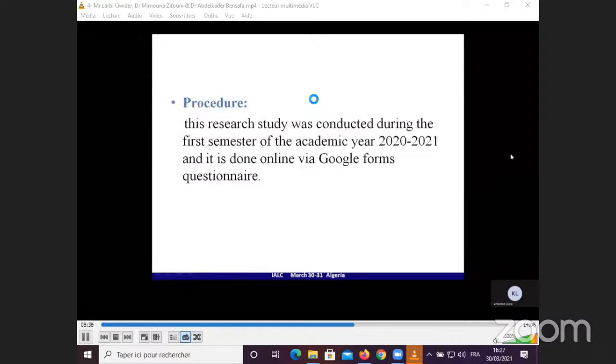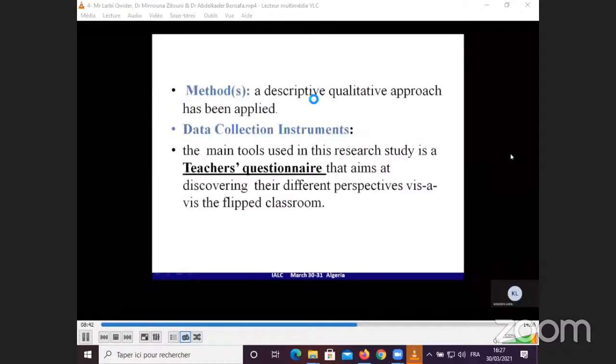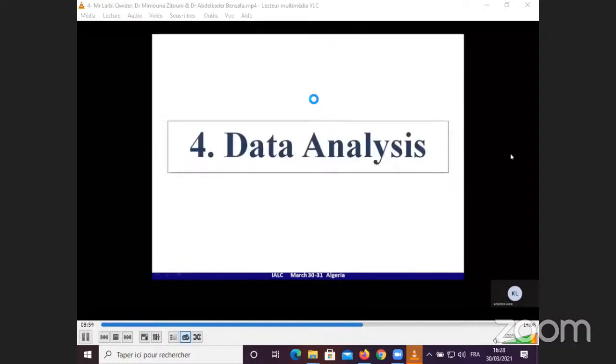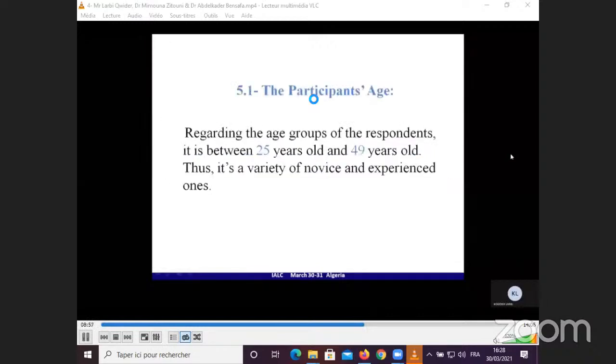This research study was conducted during the first semester of the academic year 2020-2021, and it was done online via a Google Forms questionnaire. The method used is a descriptive qualitative approach, and the data was collected using a teachers' questionnaire that aims at discovering the different perspectives vis-à-vis the flipped classroom model. The collected data could be analyzed as follows.